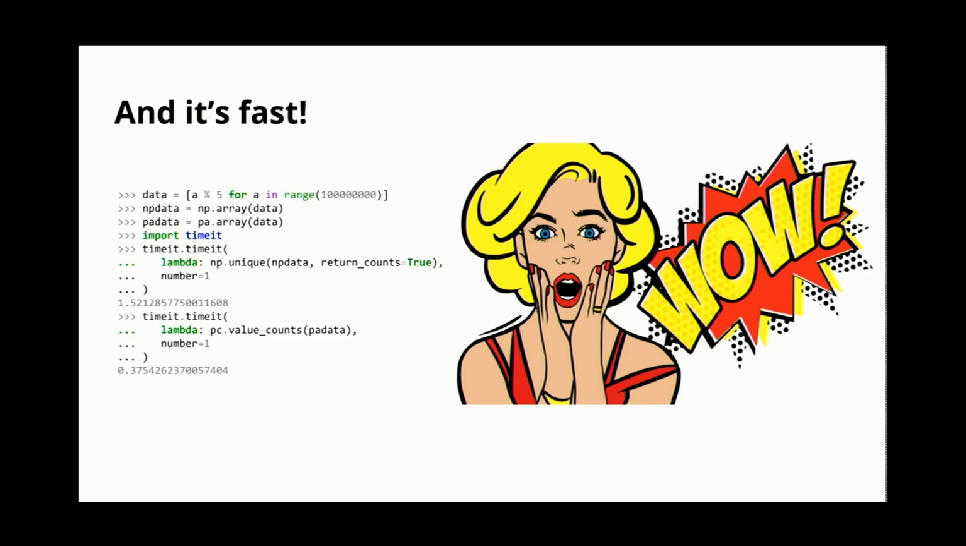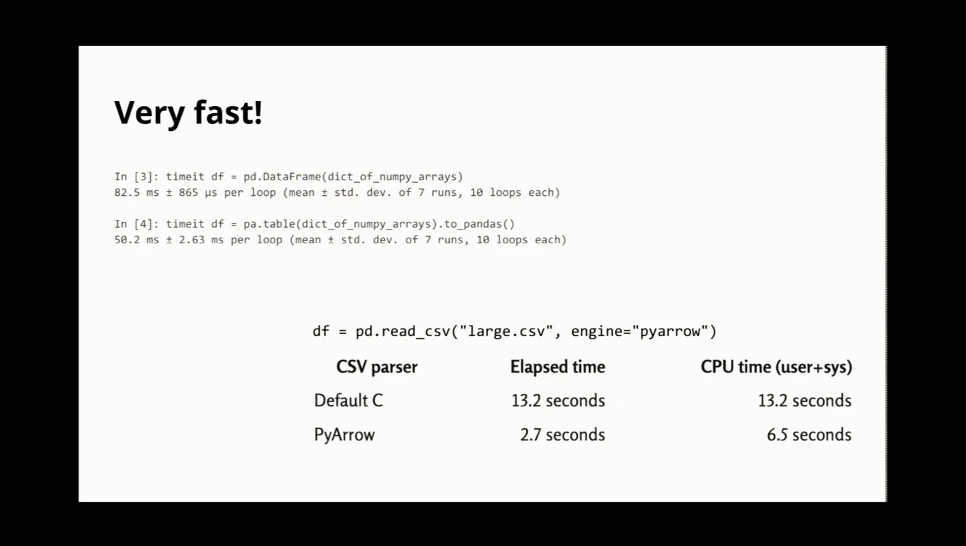And you can see that in the case of NumPy in this system, it took more than a second, while in the case of Arrow, it took 300 milliseconds. So that's why I was telling you that it was very fast.